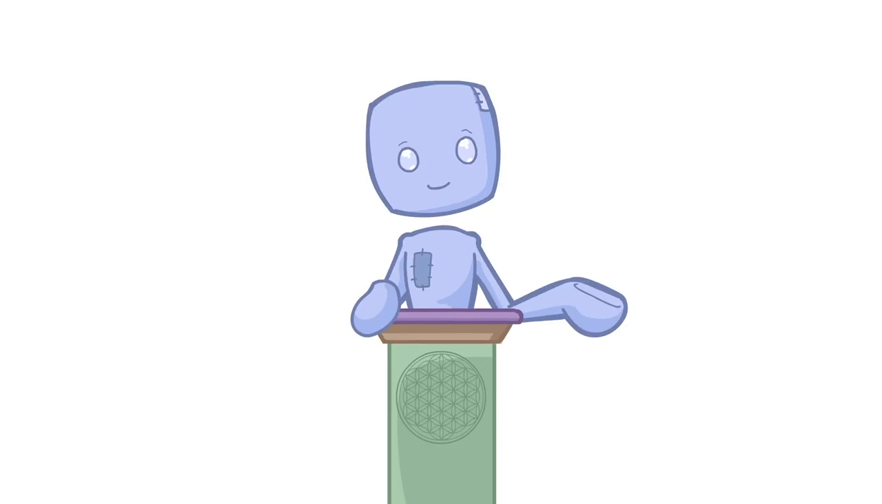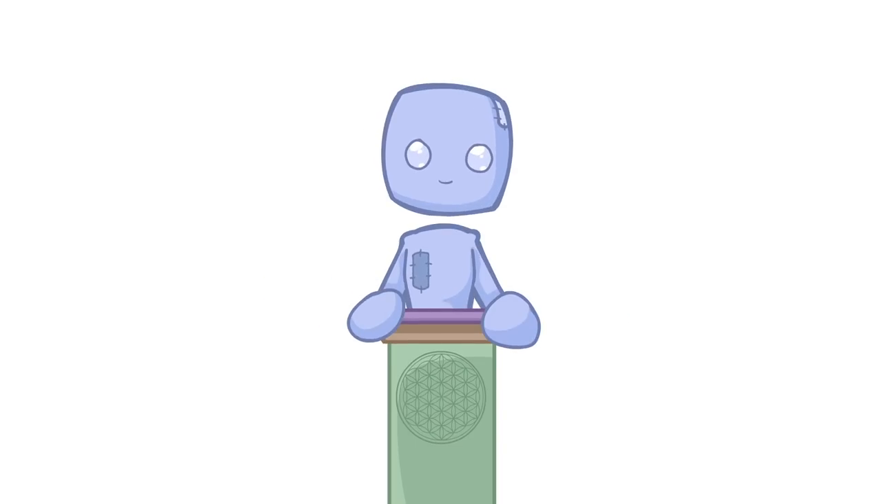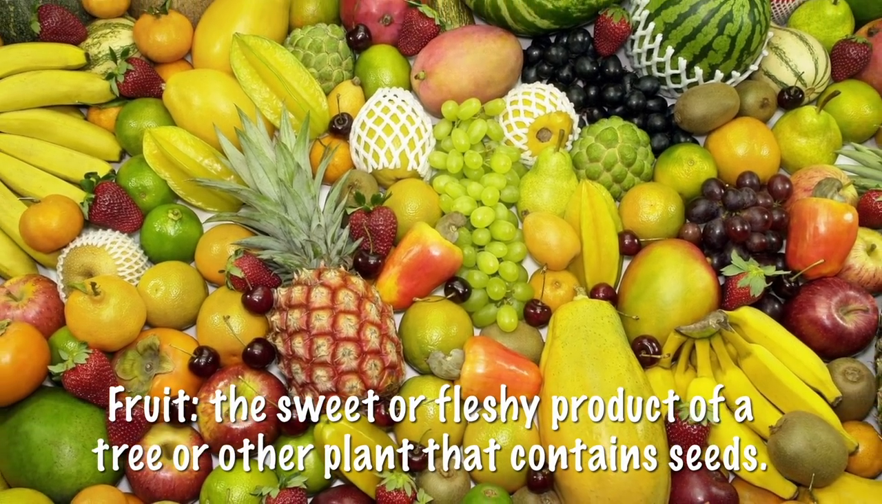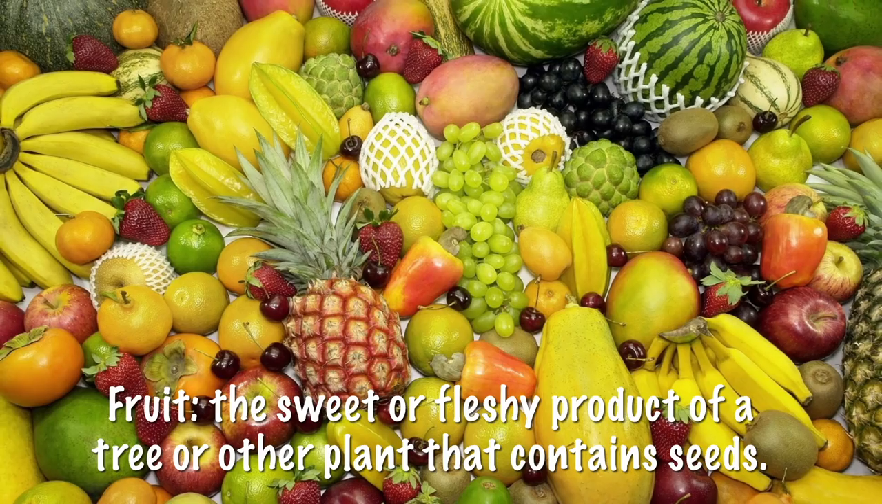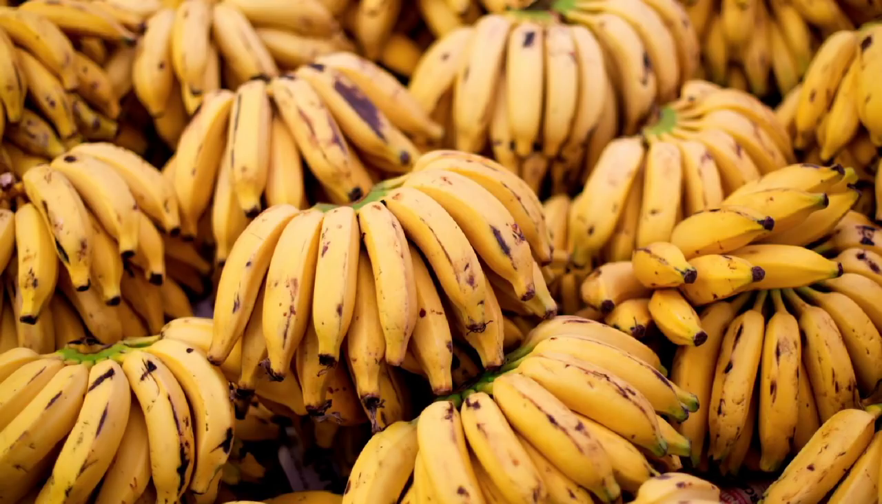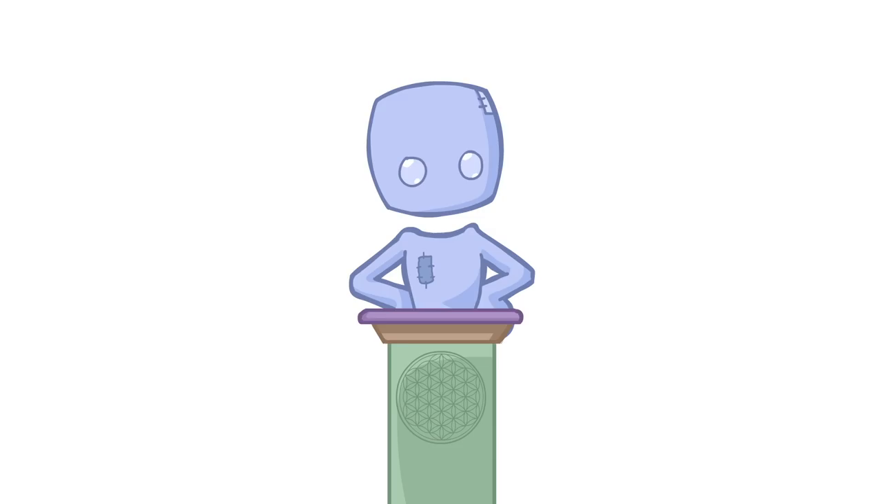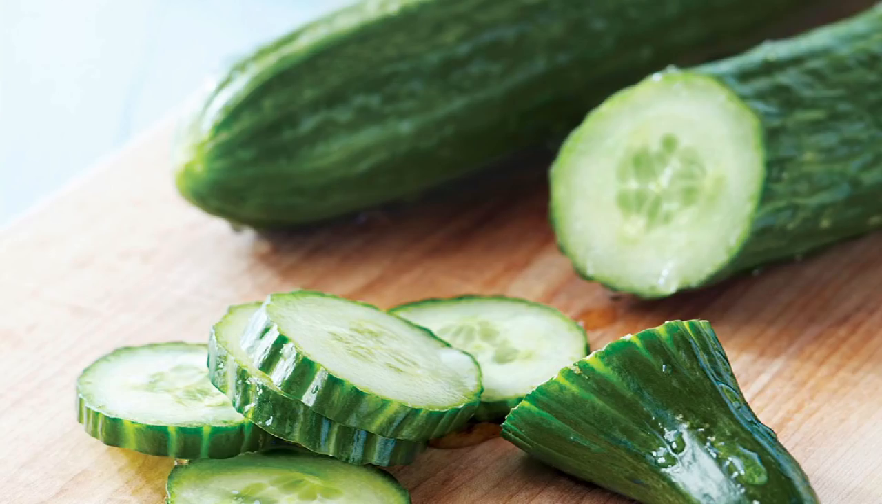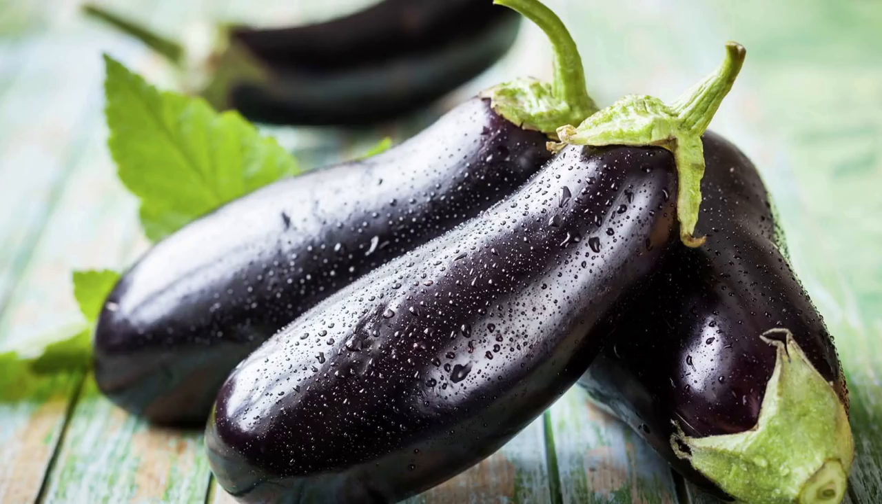Next, we have our fruit category. Most of us are probably pretty familiar here. Fruits come from the flowers of the plant and are often described as the sweet or fleshy product of a tree or other plant that contains seeds. Apples, oranges, grapes, pineapple, banana, kiwi, and pears. Also less commonly thought of as fruits, but still are, include squash, avocados, cucumbers, tomatoes, and many others.